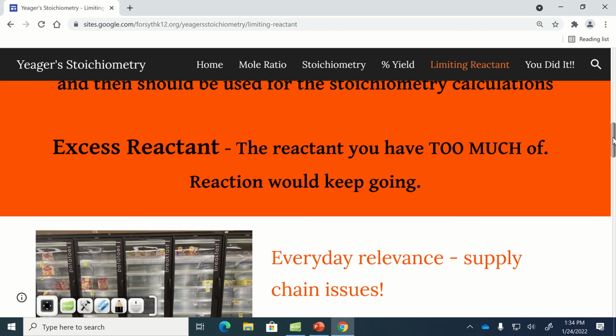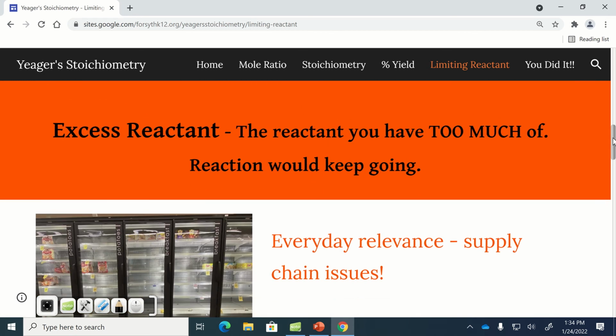From there, for the excess reactant, we often will go back and say, well, how much excess reactant is left over? The excess reactant, as the name implies, is the one you already have too much of. The reaction would keep going if the limiting reactant didn't stop it. Okay, the excess reactant actually would still be there, and it's one of the things in chemistry at the end of a lab we actually need to try to isolate or filter out because we don't want to have incorrect results.